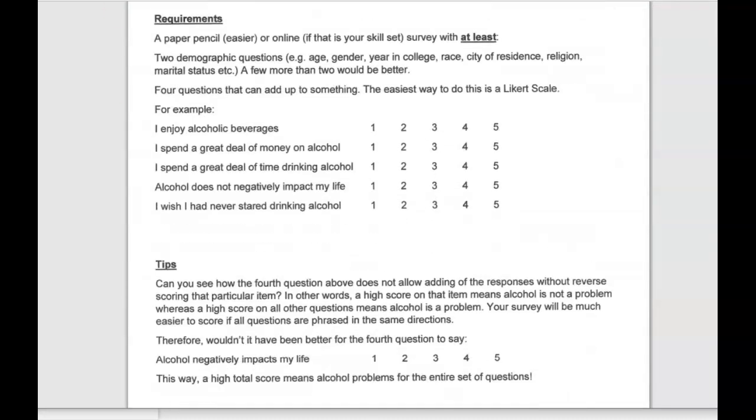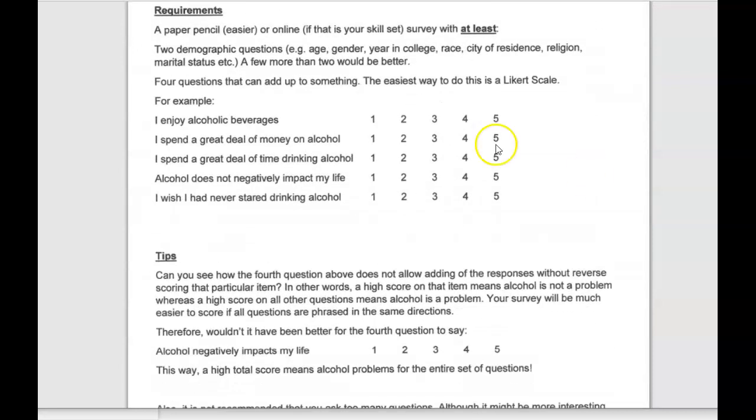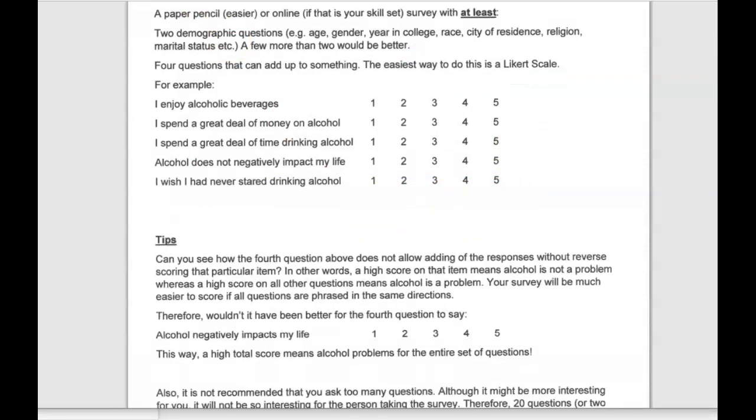Oh, that wasn't smart. Let me get back to where we were. It would be the 4th one. So I would say this one right here. I want to do something with that question so that they all add up. Whereas 5 always means, yeah, alcohol is just a big negative part of my life, and 1 always means that it's not. So therefore, let's scroll down.